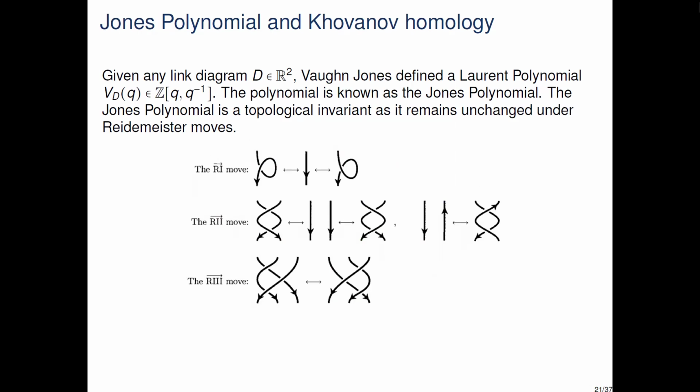If you start with a link diagram, Vaughan Jones actually defined a Laurent polynomial in Q and Q inverse, and the polynomial is called the Jones polynomial. It is a topological invariant in the sense that if you change the diagram by Reidemeister 1, 2, or 3 moves, you end up getting the same polynomial. So this is a very famous polynomial called the Jones polynomial.